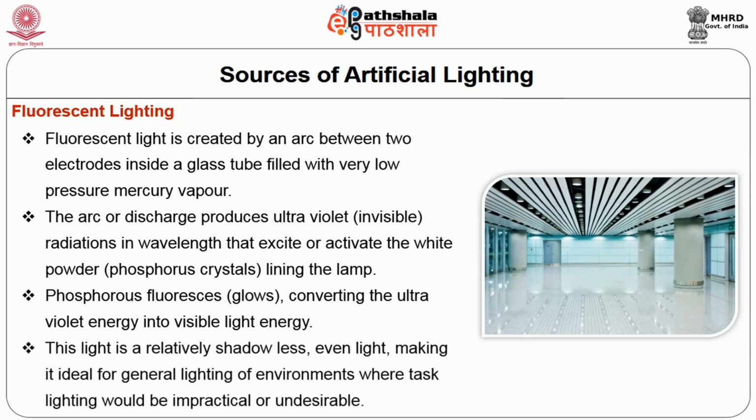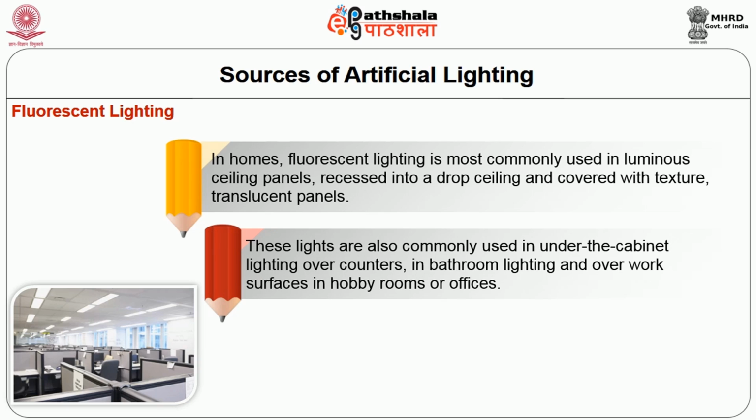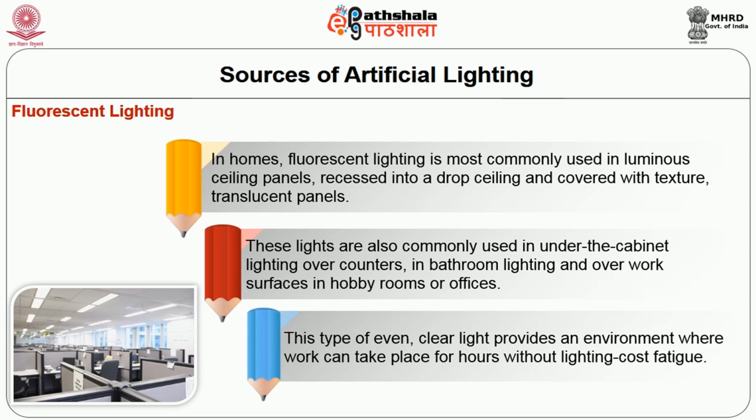This light is relatively shadowless, even light, making it ideal for general lighting of environments where task lighting would be impractical or undesirable. In homes, fluorescent lighting is most commonly used in luminous ceiling panels recessed into a drop ceiling and covered with textured translucent panels. These lights are also commonly used under the cabinet lighting over counters, in bathroom lighting and over work surfaces in hobby rooms or offices. This type of even, clear light provides an environment where work can take place for hours without lighting causing fatigue.